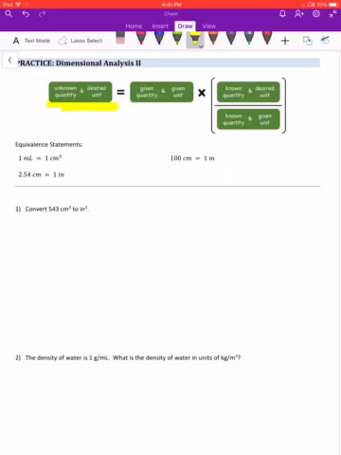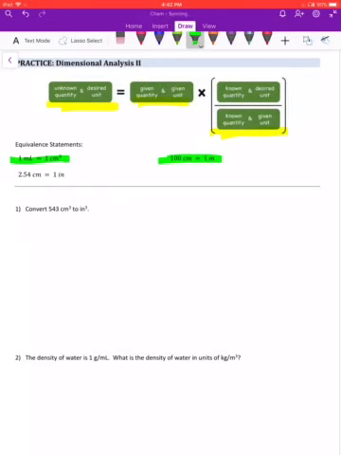So first, I identify the thing that I'm looking for. Then we have the quantity that's given to us, and then we have a conversion factor. Also here in the equivalent statements, I have a milliliter is equal to a centimeter cubed. This is a conversion factor you should have memorized. This is one that we use a lot when we're working with density. You'll see grams per milliliter and grams per centimeter cubed used interchangeably.